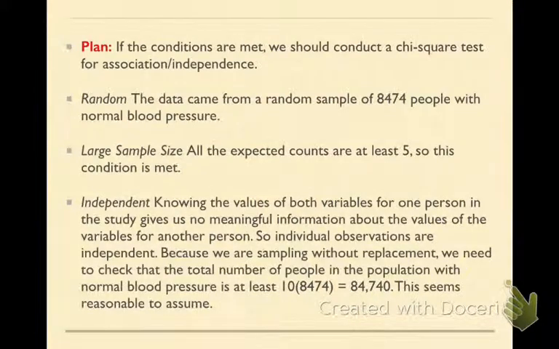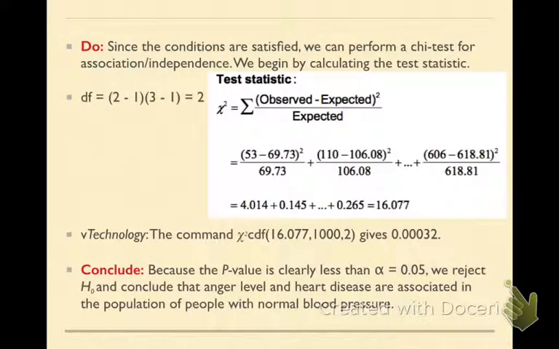And plan: random, large sample size, independence. For large sample size, you can get the expected counts from the calculator, and just make sure they're all at least 5. And do, as you can see right here, is the exact same thing as in the homogeneity test. You're just showing the same thing all over again. The only difference is the way you explain it and the way you explain the alternative hypotheses.